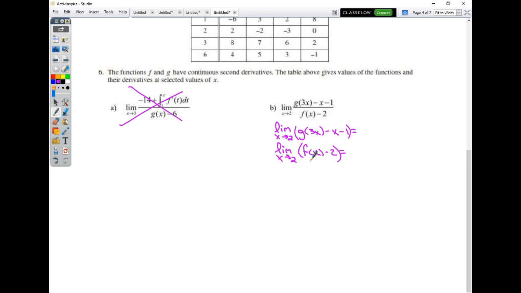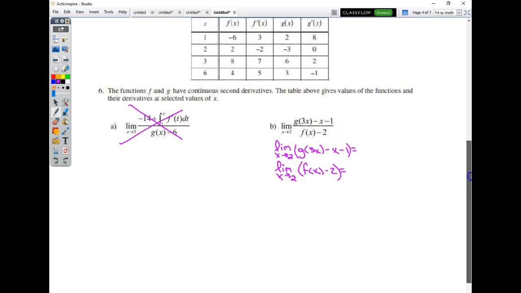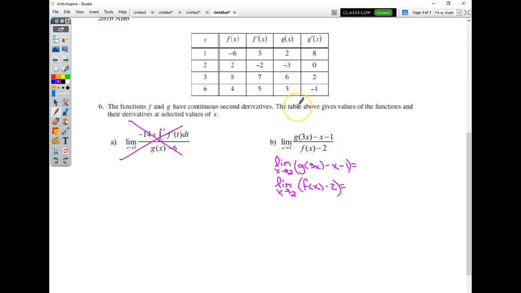So I take a look. This becomes g of 6. Oh my goodness, I can't see. Hold on. There we go. g of 6 is 3 minus x at 2, minus 1, so this is 0. And f of 2 is 2, so I get 2 minus 2, which is 0. Cool. I can do this. This is nice and easy.